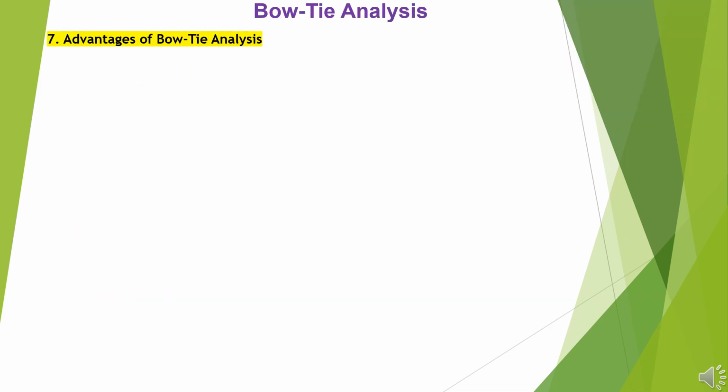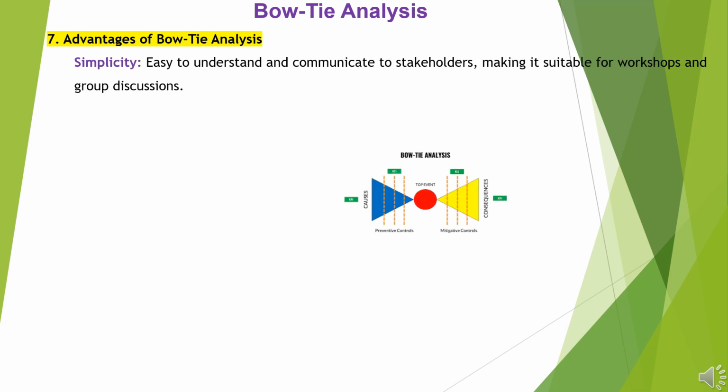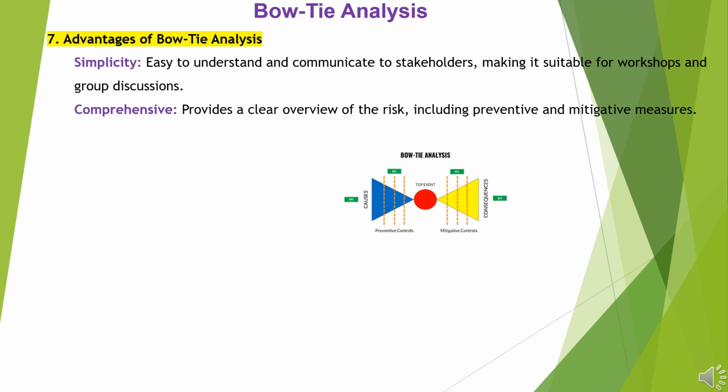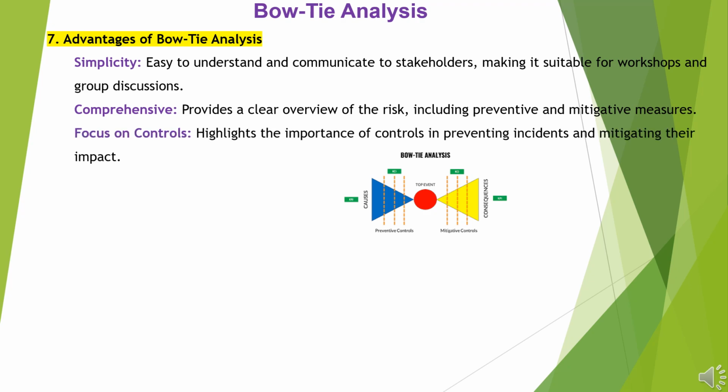7. Advantages of BowTie analysis. Simplicity: easy to understand and communicate to stakeholders, making it suitable for workshops and group discussions. Comprehensive: provides a clear overview of the risk, including preventive and mitigative measures. Focus on controls: highlights the importance of controls in preventing incidents and mitigating their impact.